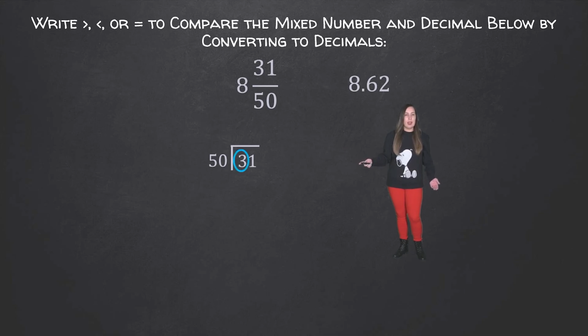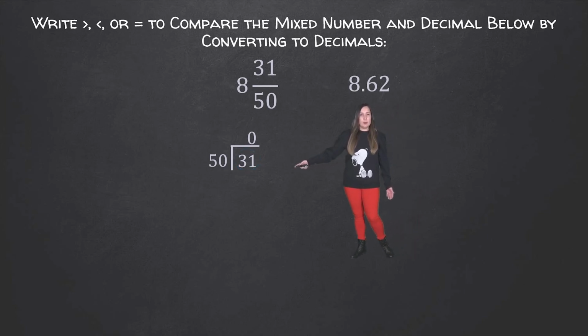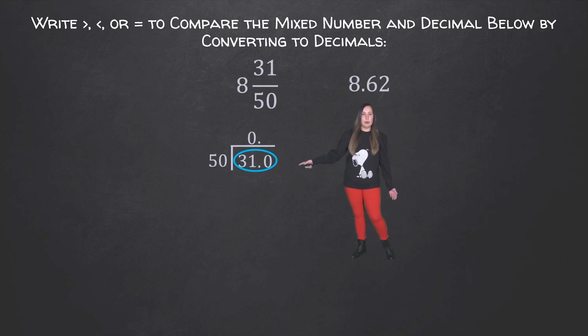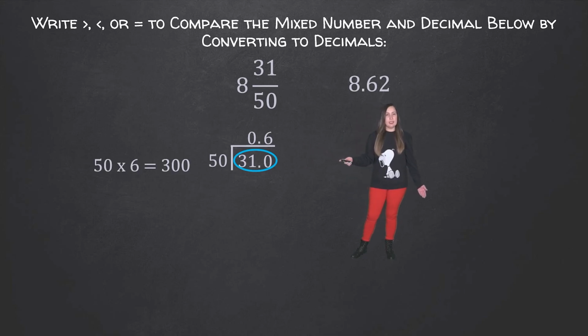Then we ask ourselves, how many times does 50 go into 3? Well, it doesn't. So we ask ourselves, how many times does 50 go into 31? And again, it doesn't, so we're going to put a 0 there. Then add a decimal point after the 1 and add another 0. So first we bring up our decimal point, and then we ask ourselves, how many times does 50 go into 310? Remember, ignore the decimal point when you ask yourselves that, and that would be 6, because 50 times 6 is equal to 300, and that's as close as we could get without passing 310.